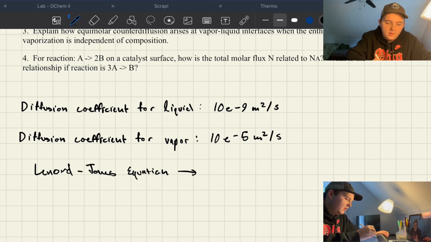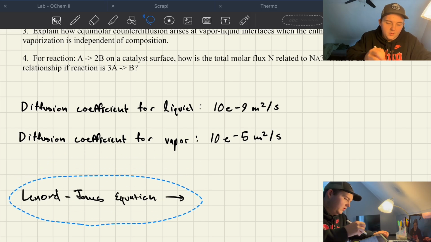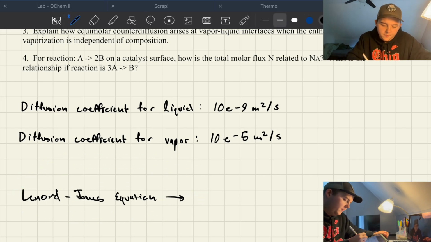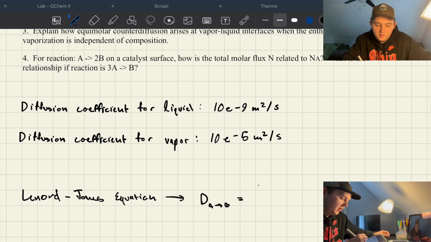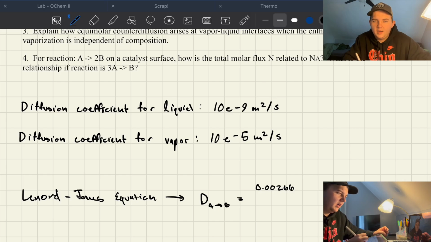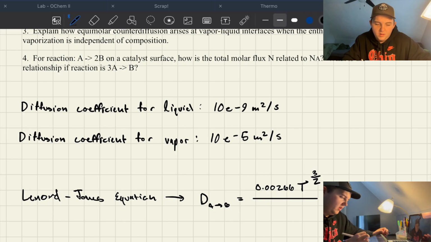And this is going to be equal to a known experimental value, which is 0.00266. So that's already known. That's not like it's a constant. We don't need to necessarily know it. And then that's multiplied by temperature to the 3/2 power. And that's all of the numerator.